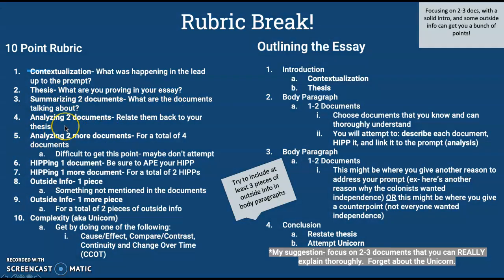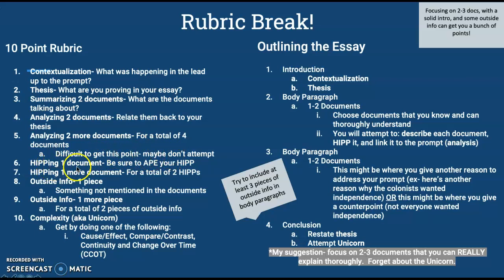Analyzing. All right, so now we're getting to a little bit harder of a skill. To get this point, you need to relate the documents back to what you're trying to prove. So you get 1 point for analyzing 2 documents. You get another point for analyzing another 2 documents. This is really, really difficult because it means you have to not only discuss 4 documents, but you need to analyze 4 documents. And this is really difficult to do. I'm advising a lot of my kids to not even try it unless you're a really strong writer.